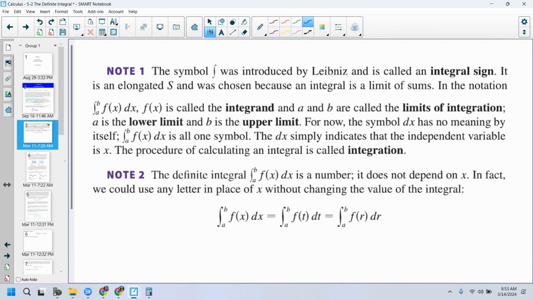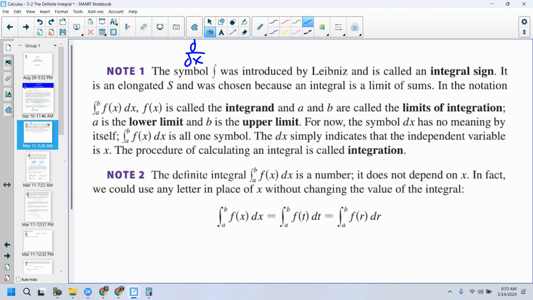I kind of said a bunch of this already, but this symbol was introduced by Leibniz. It's called the integral sign. He's also the guy that introduced this notation, the Leibniz notation for the derivative. This is the Leibniz notation for the integral. It's an elongated s, and it was chosen because the integral is a limit of sums, s for sums.